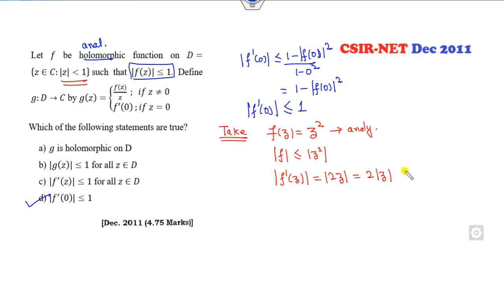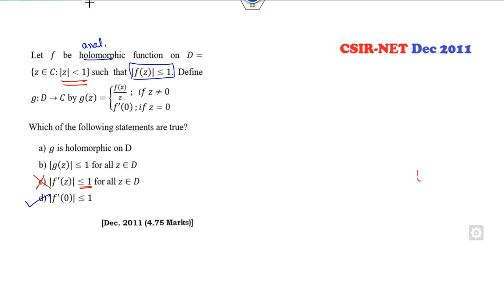On this domain it should be less than or equal to 2, but he said less than 1 is a wrong option, because there may exist a function whose derivative is 1.5. So this option is cancelled out. Now whether g is a holomorphic function, that is, whether g is analytic or not. Again you can see that. Here f is analytic, fine. What about f being analytic? It is given. f over z is also analytic for all z in my domain apart from 0.